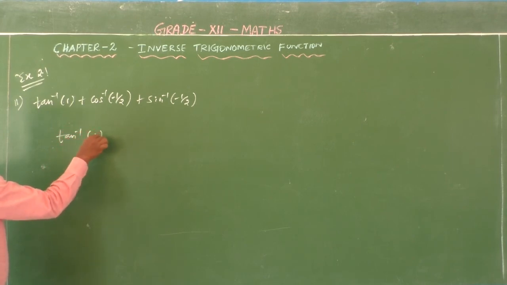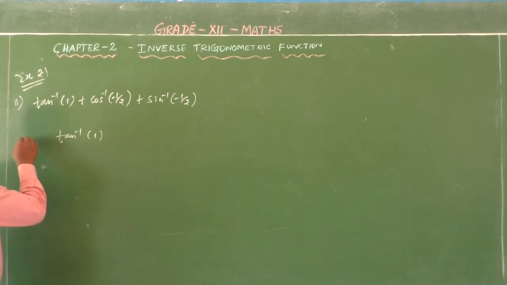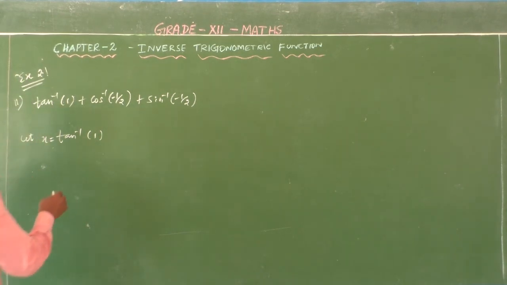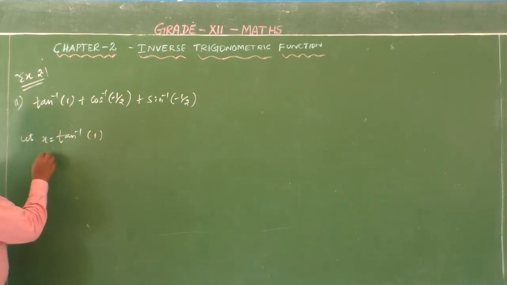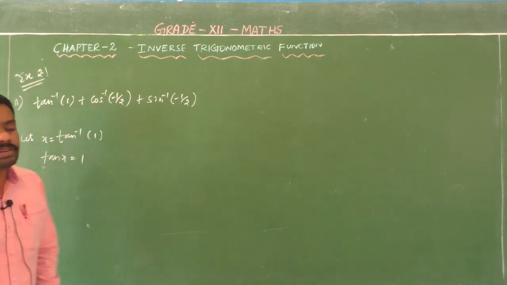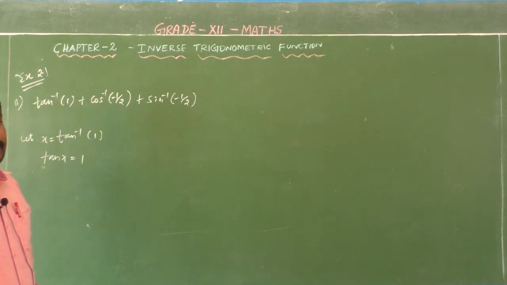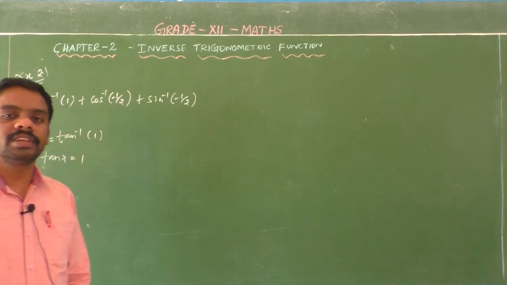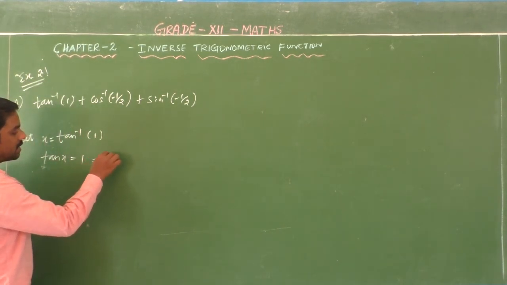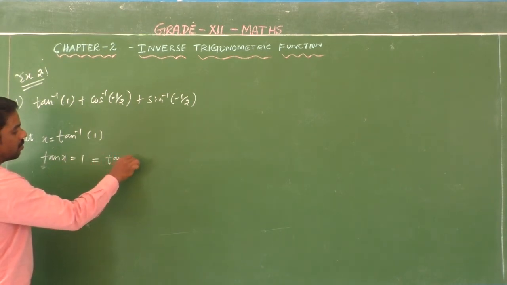Let x equal tan inverse of 1. Then tan x is equal to 1. You know that tan pi by 4 is equal to 1. So tan x equal to 1, where 1 is written as tan pi by 4.